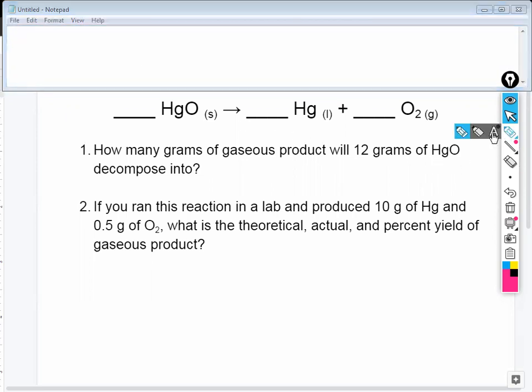Okay, let's get started. You have an equation right here, and if you notice, there's no numbers in front of the chemicals. That means we need to balance it. So let's start by balancing this equation.